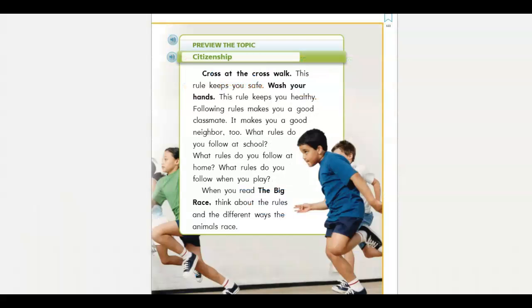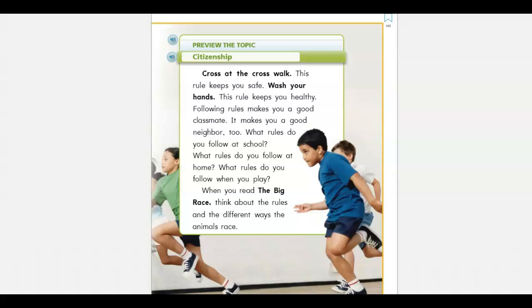We will also be talking about citizenship in our story, The Big Race. Now, citizenship can imply that we have freedom, responsibilities, and also rules that we must follow. For example, cross at the crosswalk. This is a rule that keeps us safe. Wash your hands. This rule keeps you healthy. Following rules makes you a good classmate. It makes you a good neighbor too.